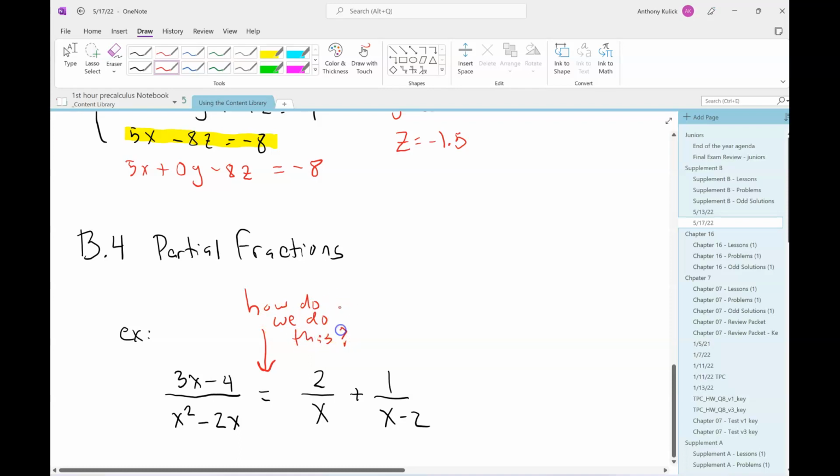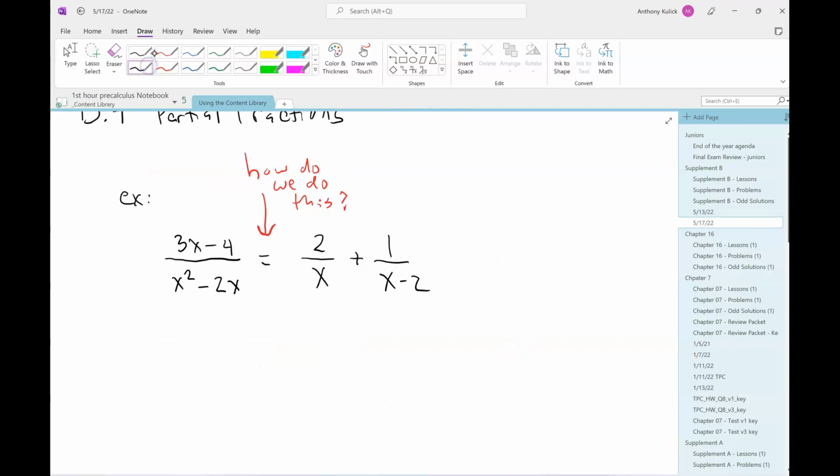The question is, how did Mr. Kulik do this? I was trying to figure out, it's not obvious at all how I would go about doing that. So this is what we're going to explain: the process of how we could go about breaking everything up. Everybody's okay?